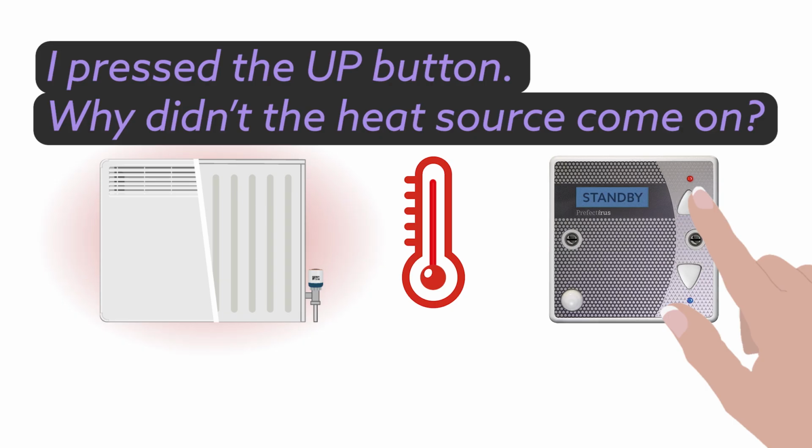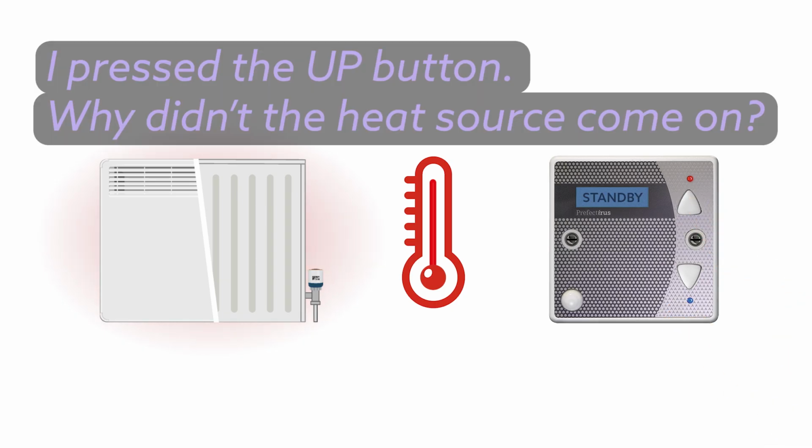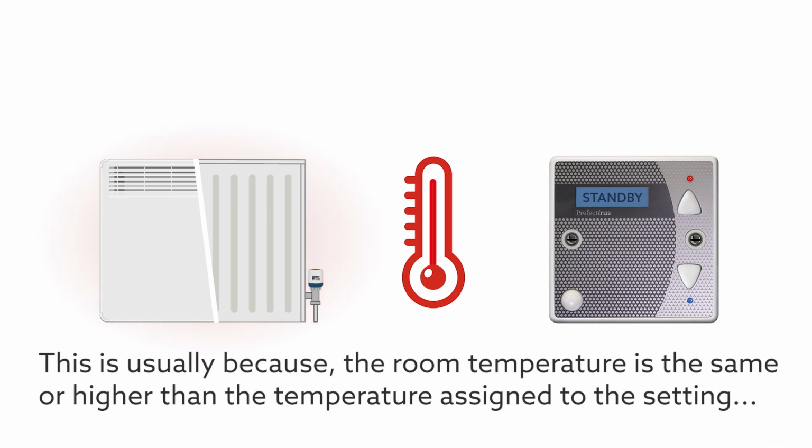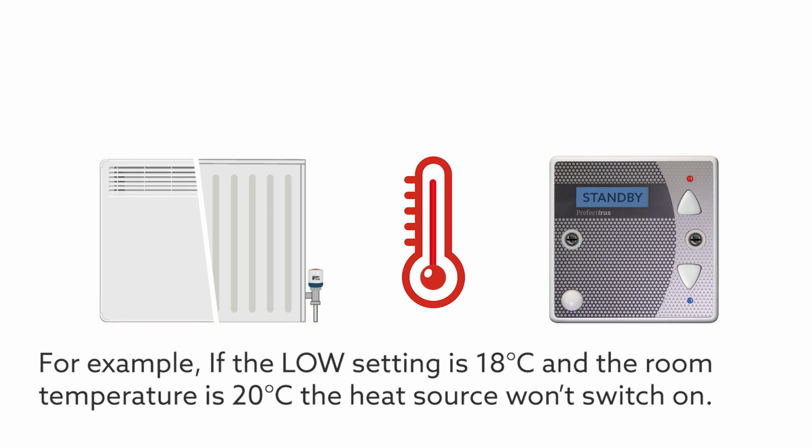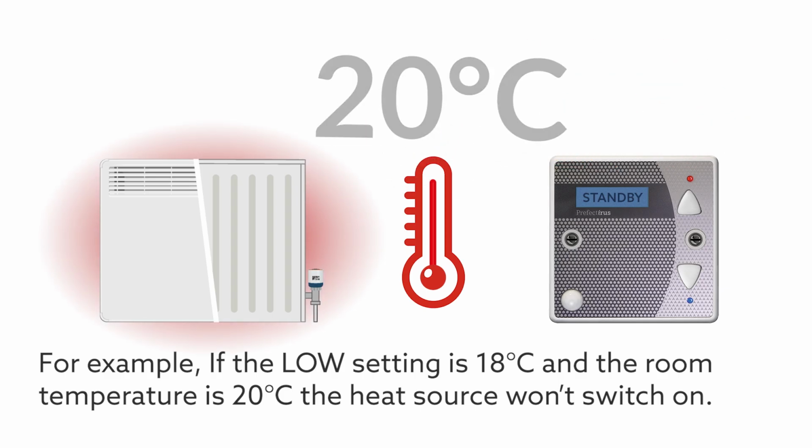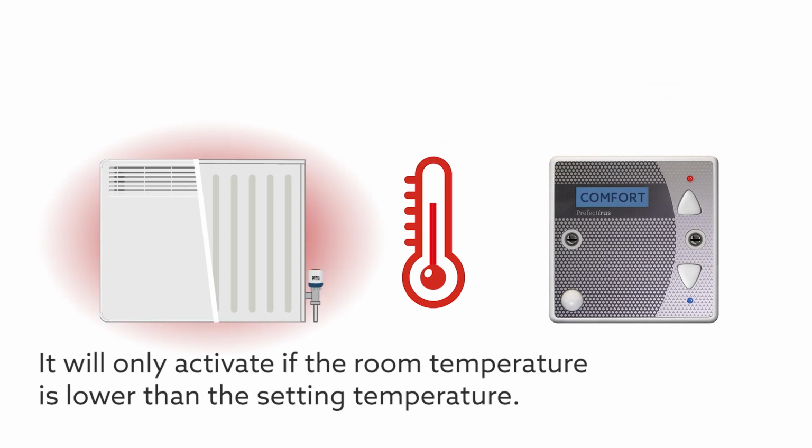I pressed the up button. Why didn't the heat source come on? This is usually because the room temperature is the same or higher than the temperature assigned to the setting. For example, if the low setting is 18 degrees and the room temperature is 20 degrees, the heater won't switch on. It will only activate if the room temperature is lower than the setting temperature.